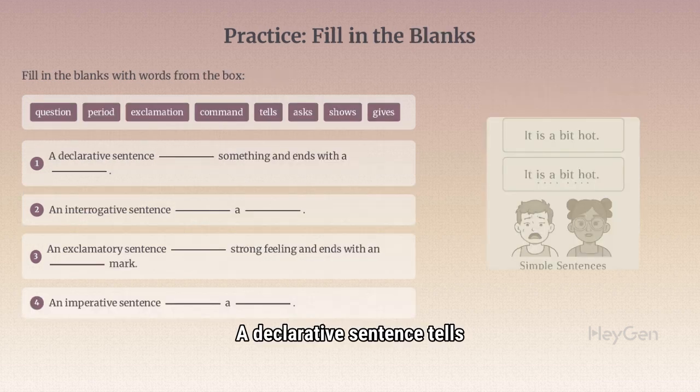A declarative sentence tells something and ends with a period. An interrogative sentence asks a question. An exclamatory sentence shows strong feeling and ends with an exclamation mark. An imperative sentence gives a command.